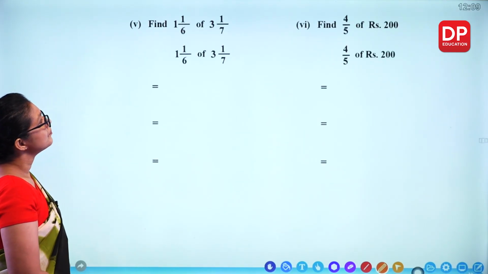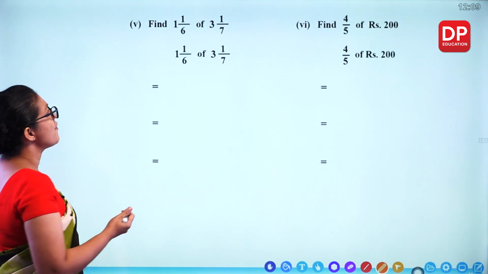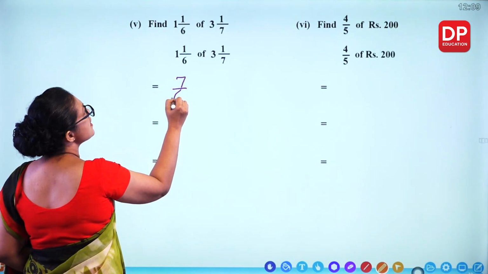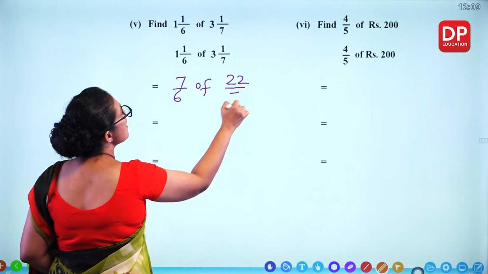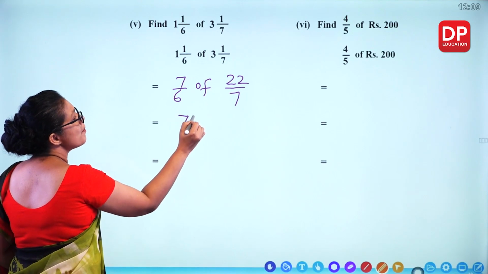This one, convert to improper fraction. 7 over 6 of 22 over 7. Then convert to multiplication.